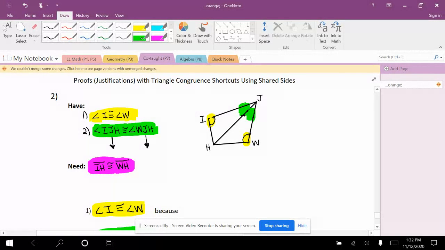So that's J. We already used one tick mark, so now we have to use two tick marks.